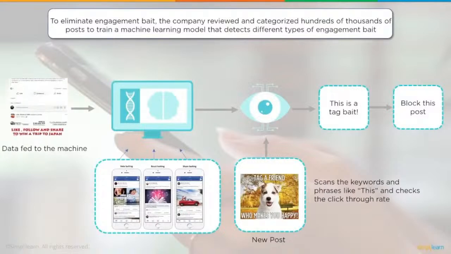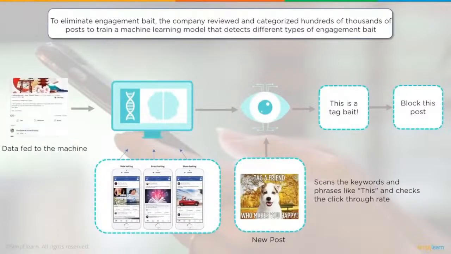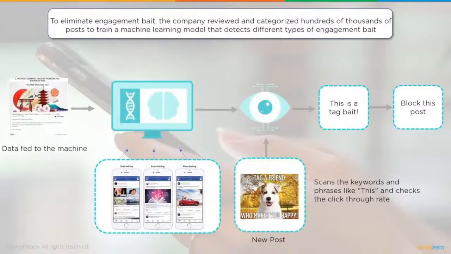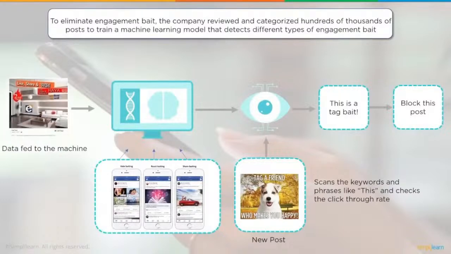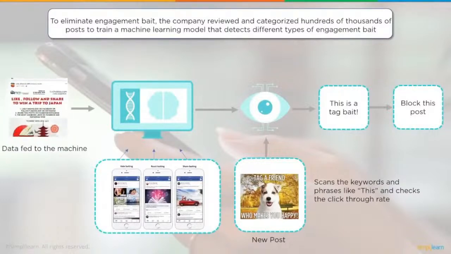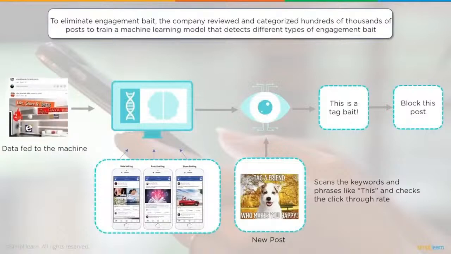So what Facebook did to eliminate this is they start scanning for keywords and phrases like this and check the click-through rate. So it starts looking for people who are clicking through it without even looking at it, or clicking through something that normally would not be clicked through. Once Facebook has scanned for these keywords and phrases, it is now able to identify the spam coming in. And this makes your life easier, so you're not getting spammed.